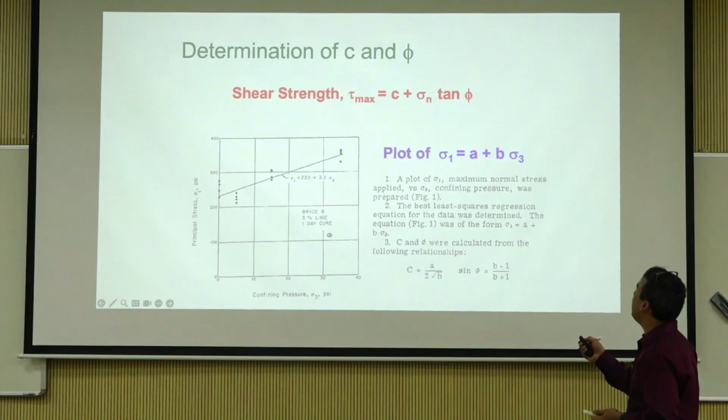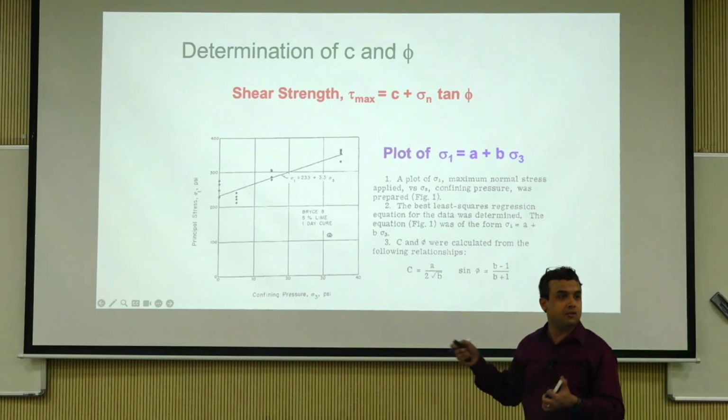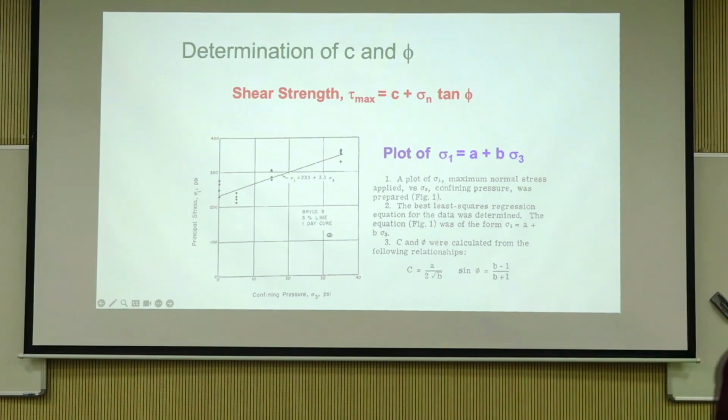But sigma 1 is equal to a plus b sigma 3. So this a and b are not the same as in tau is equal to c plus sigma tan phi, right? And this is sigma.